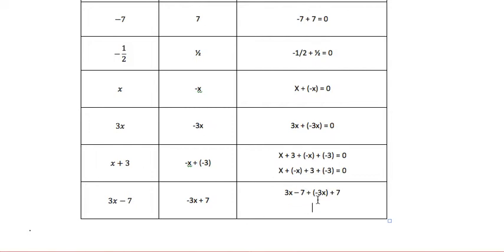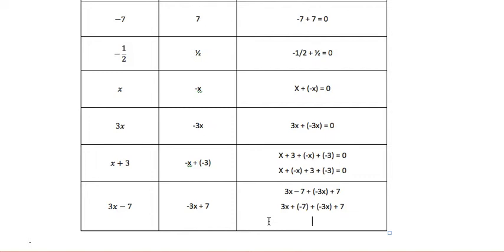And let's rewrite this subtraction as addition, just to prove that. We have 3x plus negative 7, plus negative 3x plus 7. And now we have all additions, so we can change the order any way we'd like.